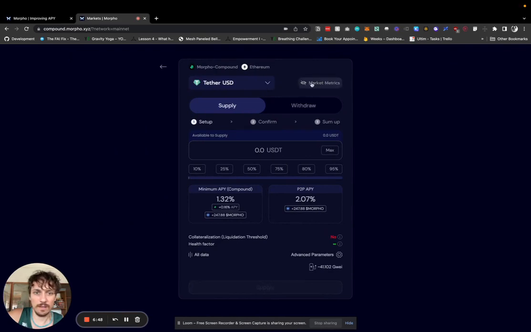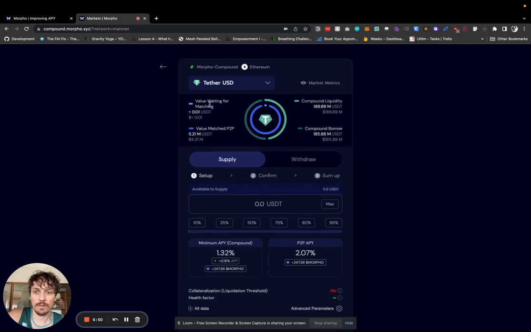So perfect. We have the Tether USD here, and we have the market metrics. If you click, you're going to get the market metrics: value waiting for matching, value matched, compound liquidity, compound borrow. Yeah, I really like that they state this. I don't know why they do this, but when you hover over, they blur out the other ones, because it's just a bit difficult to understand doing that.